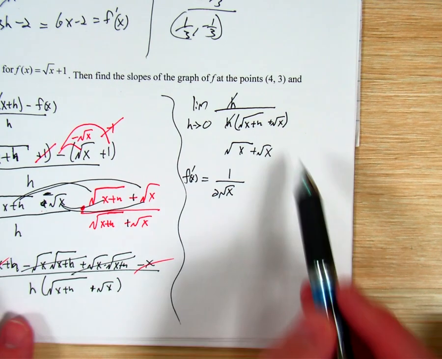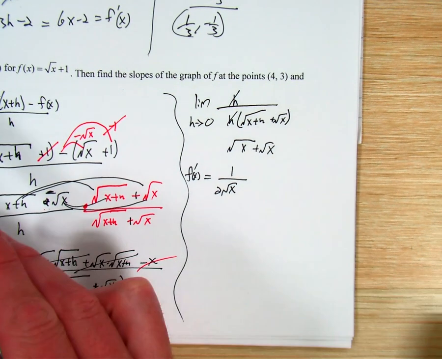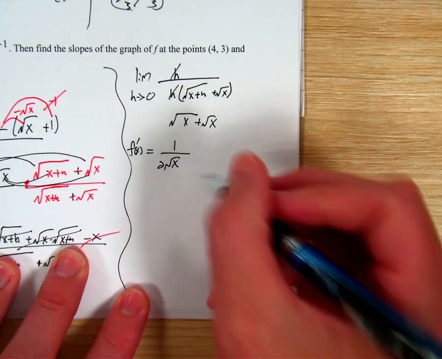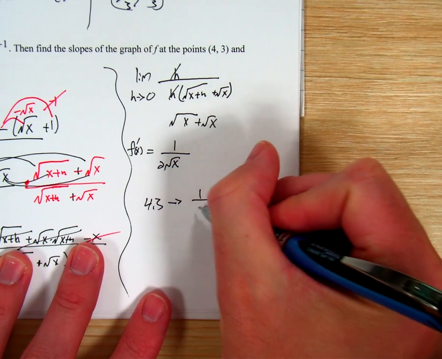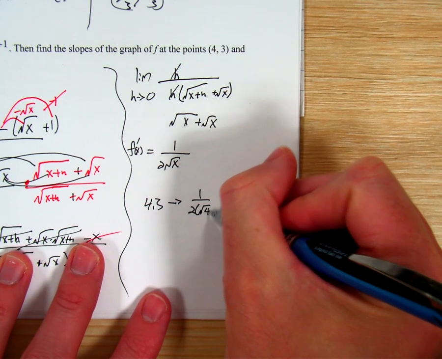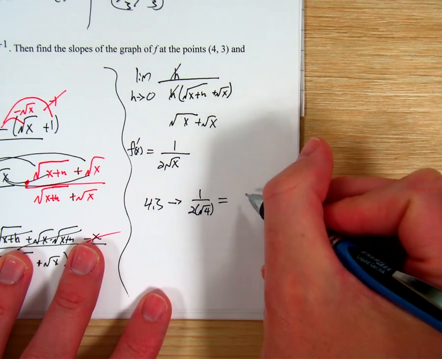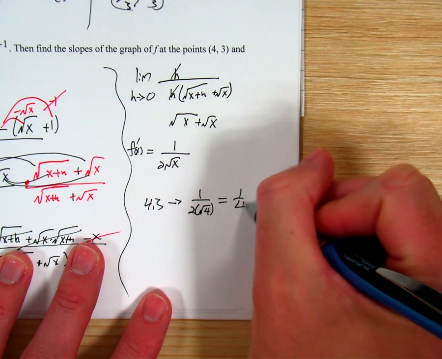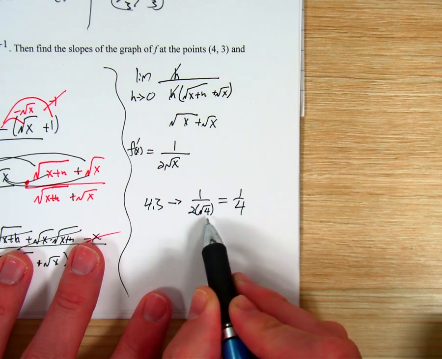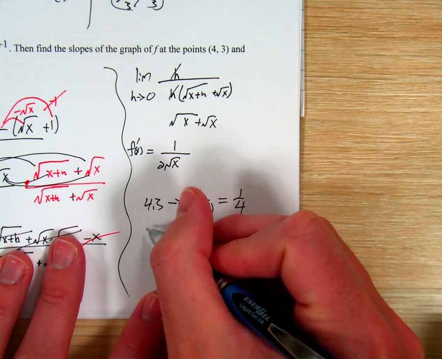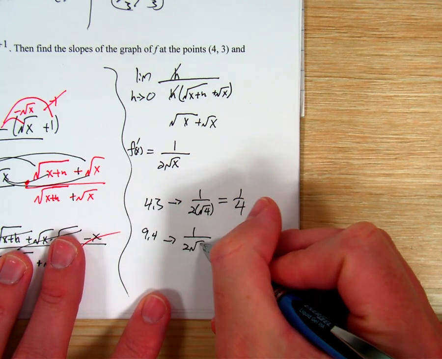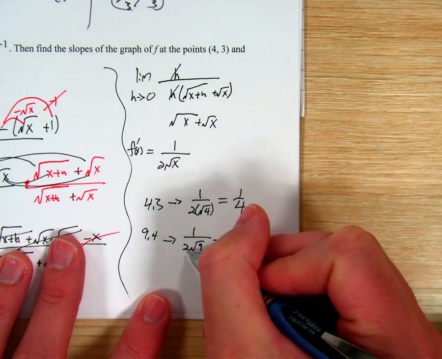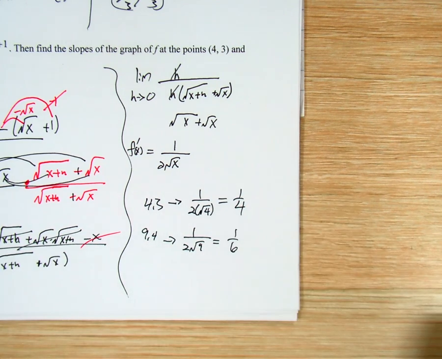Notice they gave us nice points to test it out at, 4 and 9, perfect squares. So at 4, 2 times the square root of 4 is 2 times 2, which is 4. Our slope there is 1 over 4. At 9, 1 over 2 times the square root of 9. 3 times 2, we got 1 over 6.